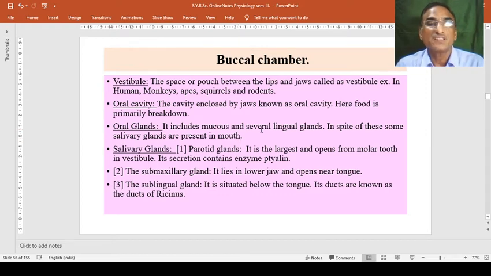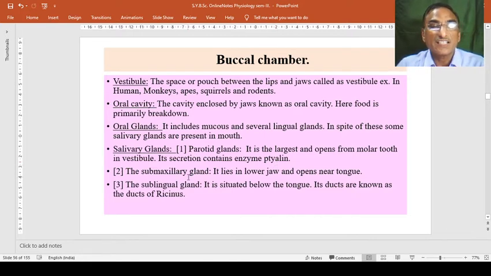They mix with food. The salivary glands are also of different types, which are located in different parts of the buccal chamber. First, the parotid glands. It is the largest and opens near the molar tooth in the vestibule. Its secretion contains the enzyme ptyalin, or we can call it amylase. These are both names for the digestive enzyme secreted in the mouth.